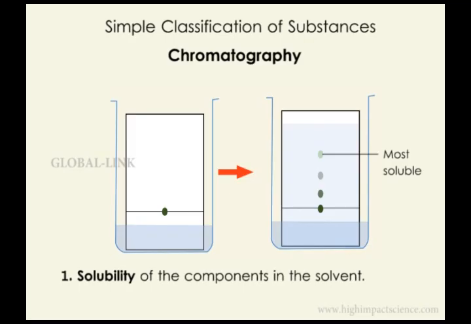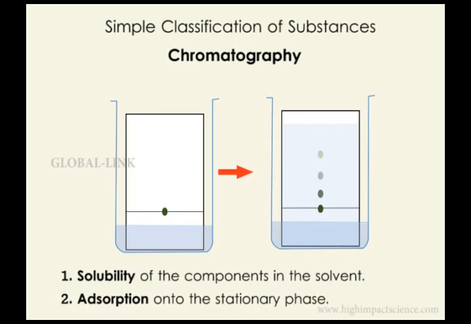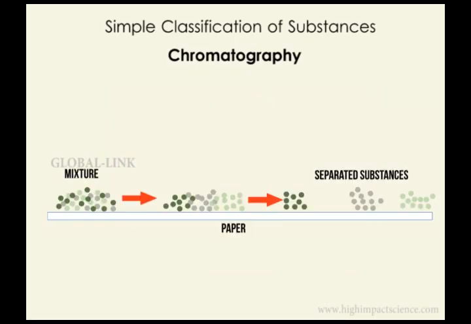And secondly, adsorption, or how strongly the substance is attracted to the filter paper. The stronger the adsorption, the slower it moves. And so it's really a combination of these two factors that determine how far a substance moves. So in this case, we can say that the lowest substance had the strongest adsorption or the lowest solubility. You should notice that the mixture is now separated into pure substances.